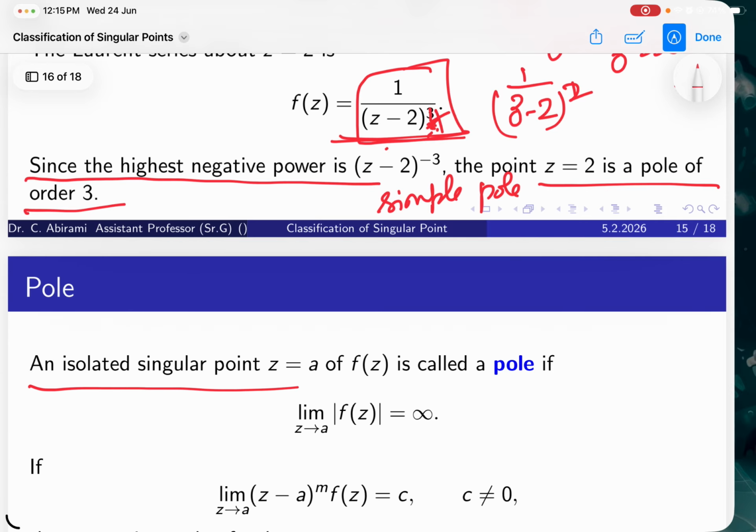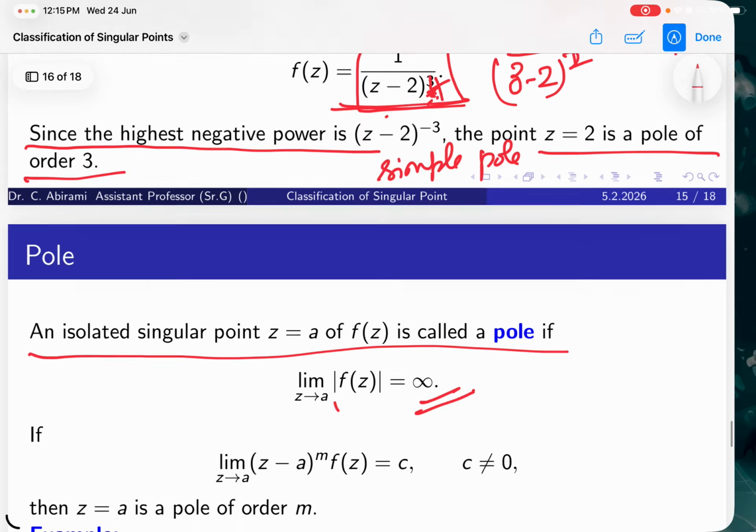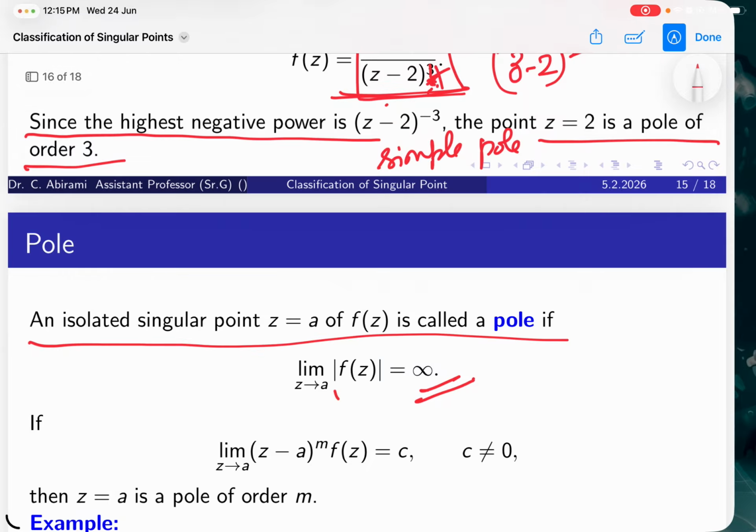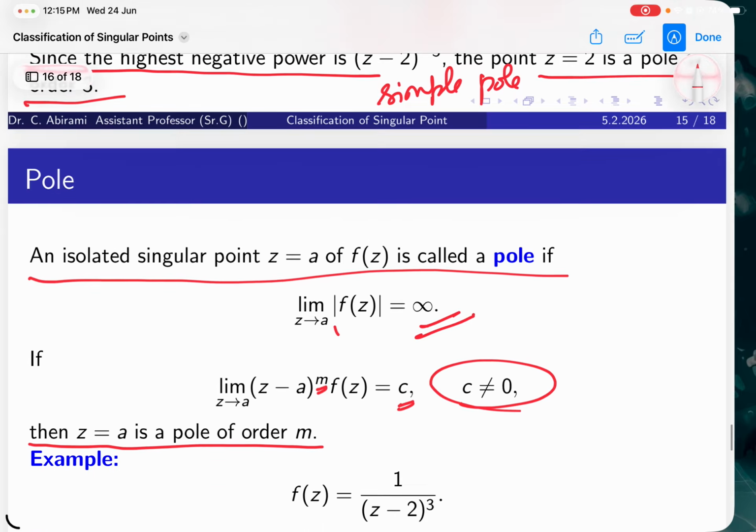An isolated singular point z equal to a of f of z is called a pole if the limit as z tends to a of the modulus of f of z is equal to infinity. In other words, the limit as z tends to a of (z minus a) to the power m times f of z is equal to c, where c should not be 0. Then z equal to a is a pole of order m.